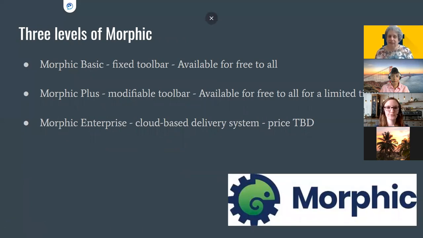So there are 3 levels of Morphic, and I'm going to talk about each of these today. The first is Morphic Basic, which is a fixed toolbar, and Morphic Basic is free to anyone, anywhere. Morphic Plus is a modifiable toolbar, and that's available to anyone for a limited time if you sign up. And Morphic Enterprise is the cloud-based delivery system that will allow people to access their own assistive tech from anywhere. The price on that is still to be determined.